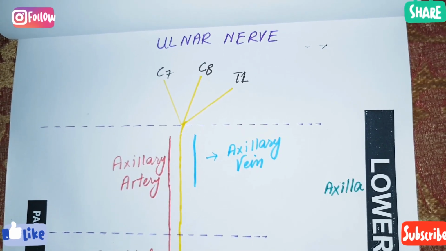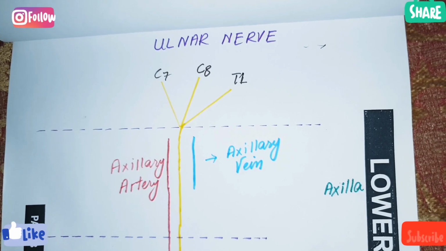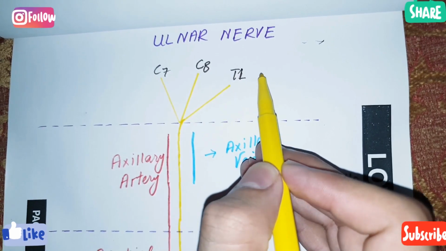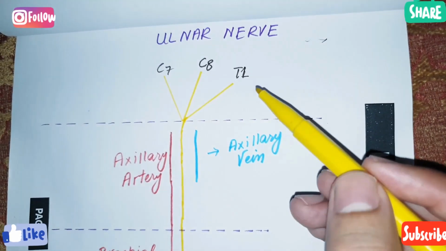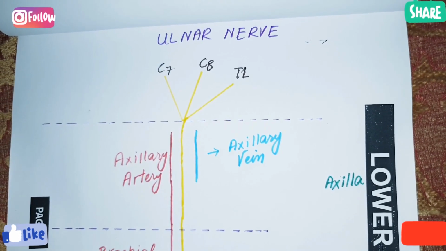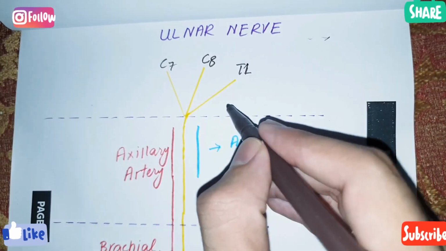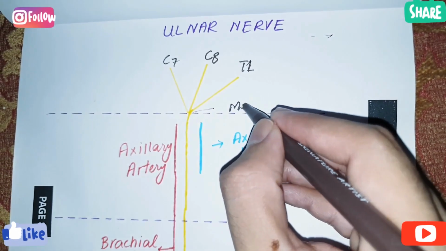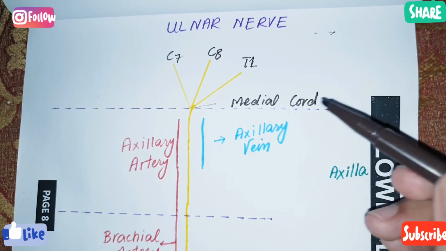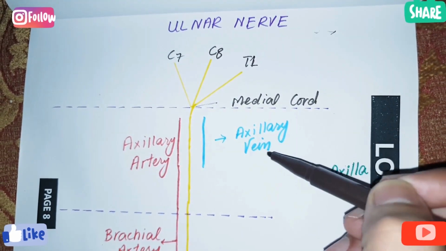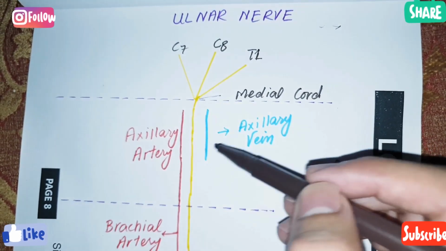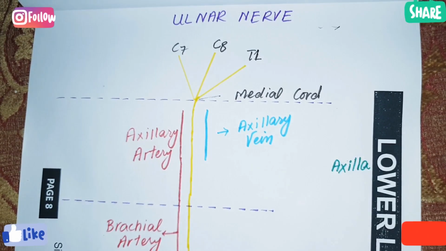Talking about the root value of the ulnar nerve, it gets its fibers from the ventral rami of C7, C8 and T1 segments of the spinal cord. The nerve is formed in the axilla from the medial cord of the brachial plexus. In the axilla, the nerve lies between the axillary vein and the axillary artery. By passing between these two vessels, the nerve enters the arm region.